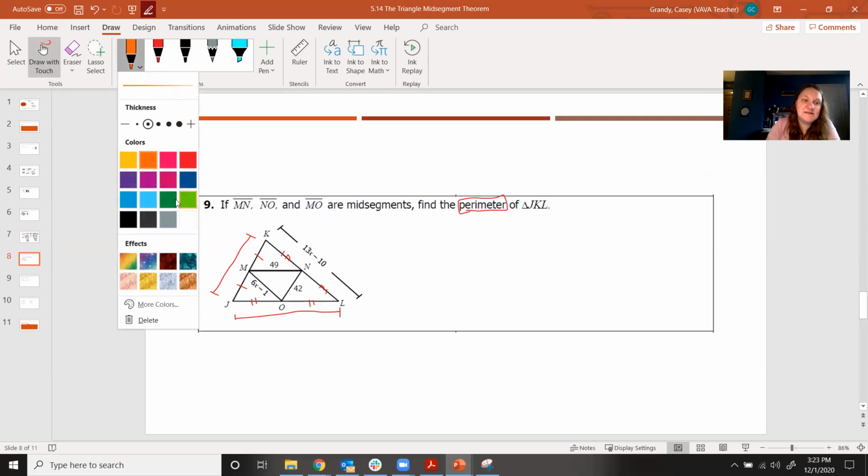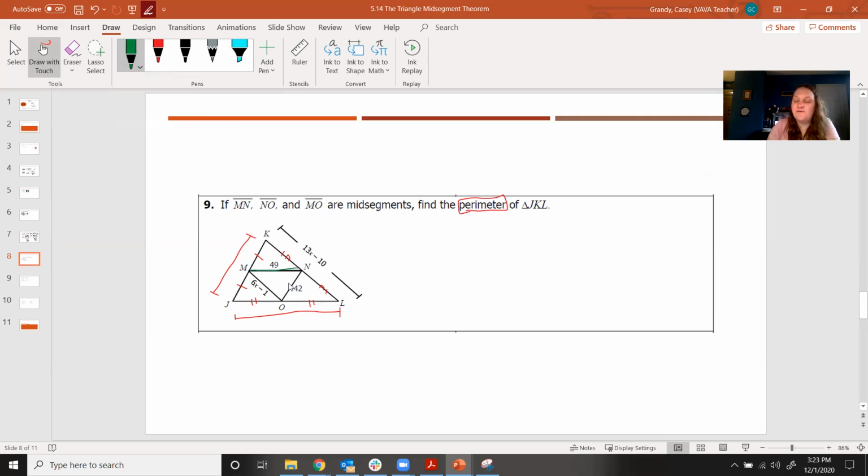Okay, so I see that this is 49. MN is 49. 49 times 2 will give me the length of JL. So JL is 98, which means that JO is 49 and OL is 49. I see that ON is 42. So that means that JK will be twice that at 84. So JM would be 42 and MK would be 42.